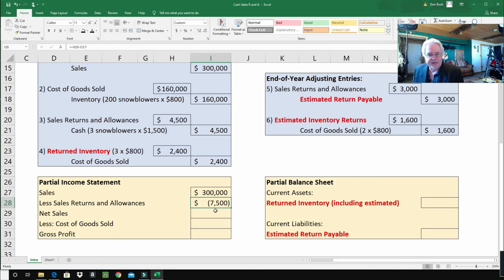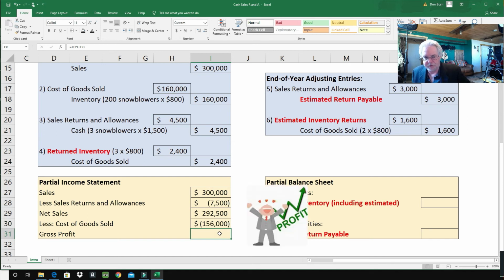Here we go, down to net sales. All that net sales is simply the difference between those 2. So net sales, $292,500. Cost of goods sold. Cost of goods sold originally was $160,000, and then we reduced it by $2,400, and then we reduced it again by the 2 snowblowers estimated to be returned. So our cost of goods sold is $156,000. Cost of goods sold is an expense. So let's find the gross profit. The gross profit will simply be net sales minus cost of goods sold.